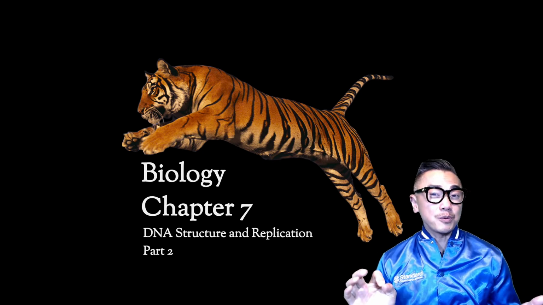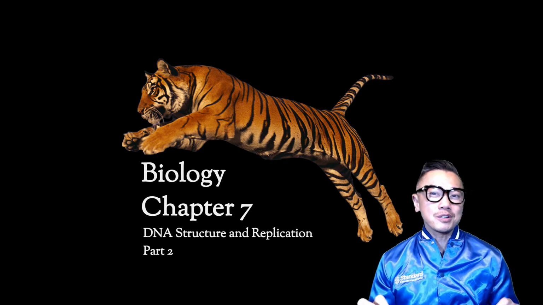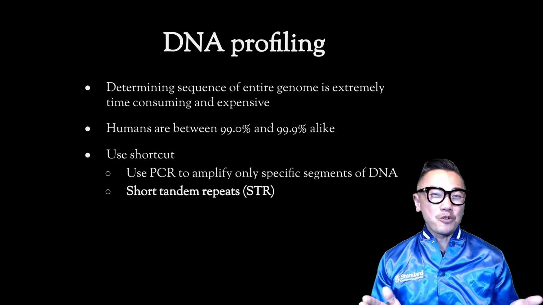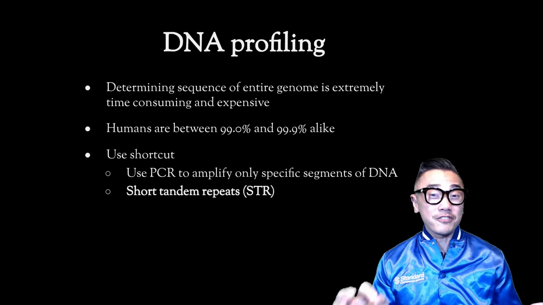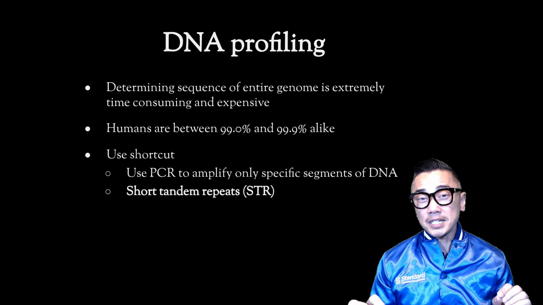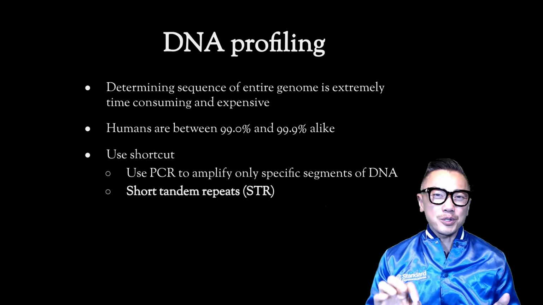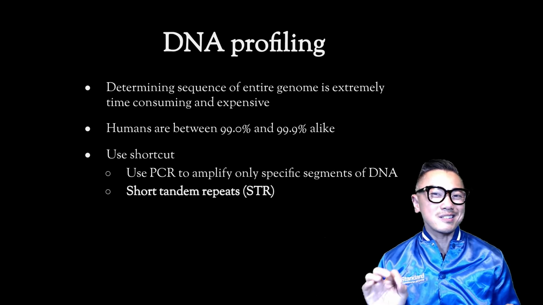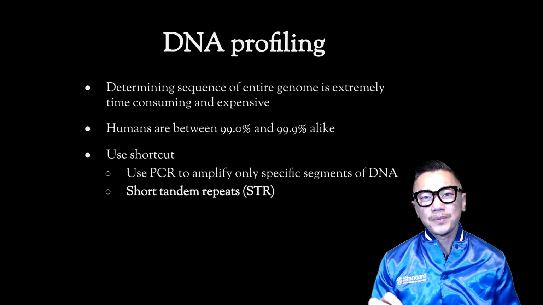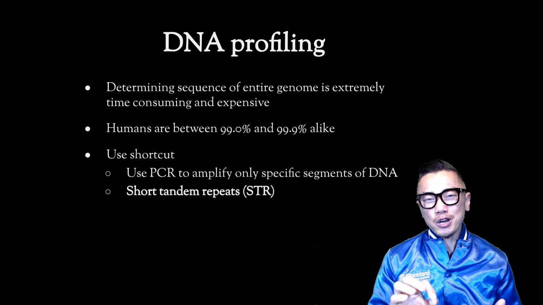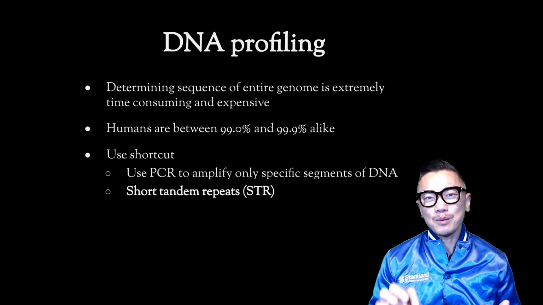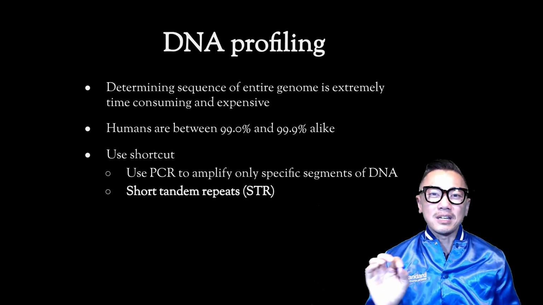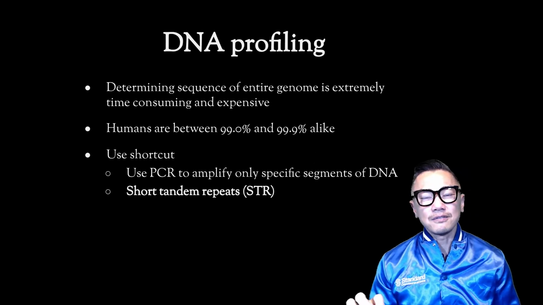Today we're going to continue with chapter 7 and our discussion of DNA structure and replication. DNA profiling is another name for DNA fingerprinting. When we do DNA profiling, we don't want to use a person's entire genome because sequencing it would be extremely time-consuming and expensive. On top of that, humans share between 99 and 99.9% of their DNA. Looking at all of that would be inefficient and ineffective.